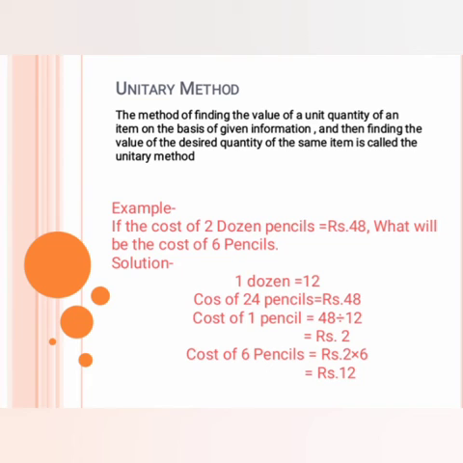Therefore, cost of 24 pencils will be rupees 48. Therefore, the cost of 1 pencil will be rupees 48 divided by 24. That means rupees 2 because 24 2s are 48. Now, cost of 1 pencil is rupees 2. In the same way, we will take out the cost of 6 pencils. That is rupees 2 multiplied by 6 is equal to rupees 12. That is, cost of 6 pencils is rupees 12.